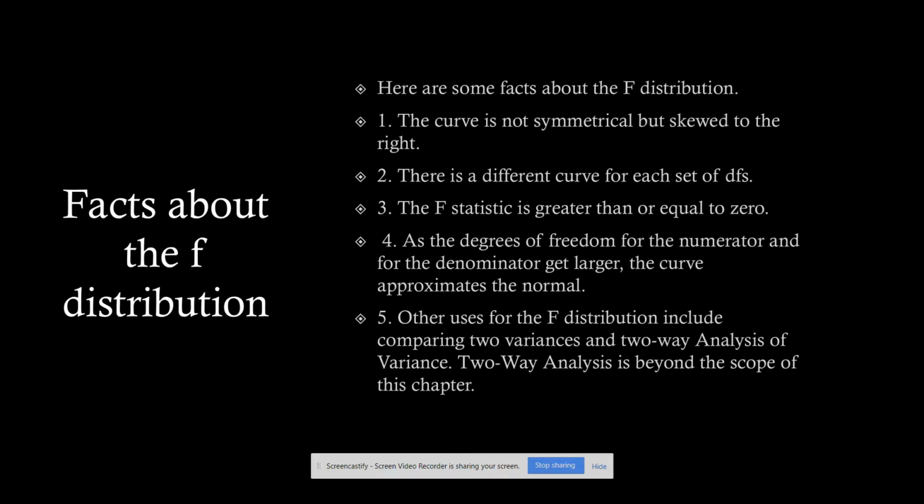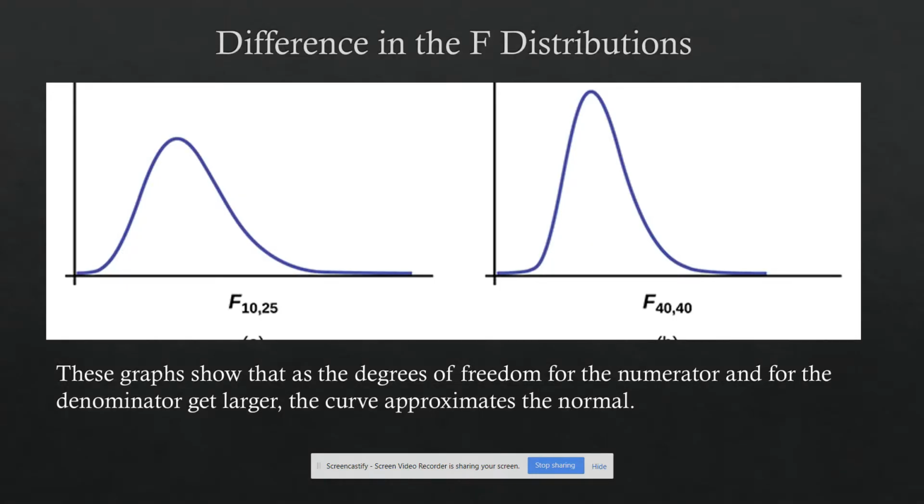Other uses for the F distribution include comparisons of two variances and two-way analysis of variance. Two-way analysis of variance is way beyond what we're doing, but you can go up to four-way, eight-way. You can make enormous ANOVAs. Here, if you see this F value on the left, it's an F with degrees of freedom of 10 and 25, where the one on the right is an F with 40 and 40. As you see, they tend to take different shapes. And again, like we said in the last one, as the degrees of freedom increase, it approximates the normal curve. And that is starting to become a normal curve.